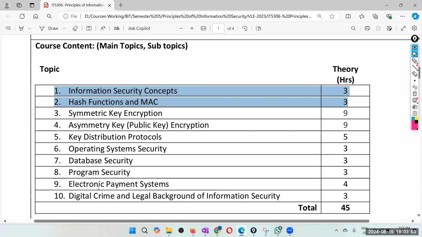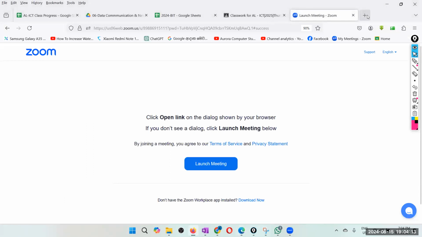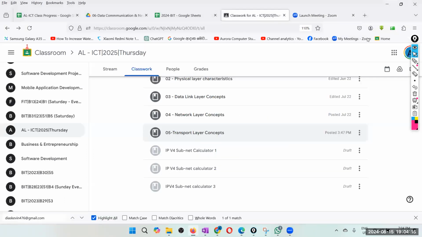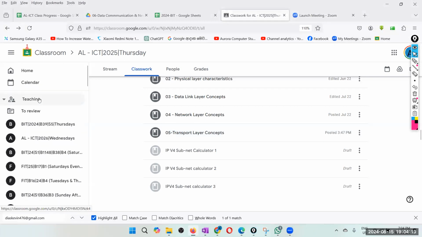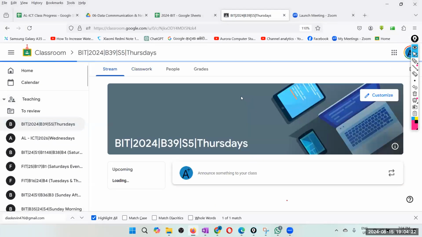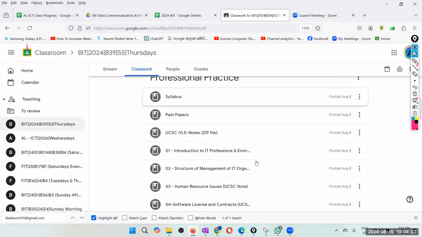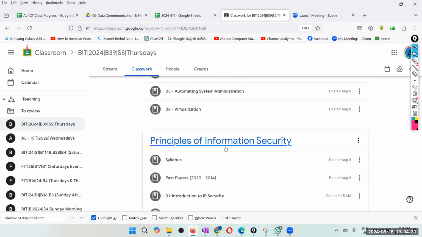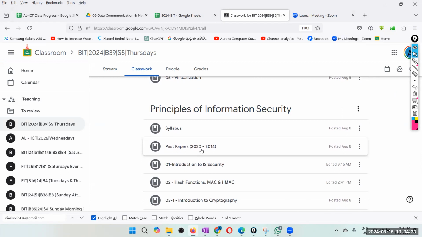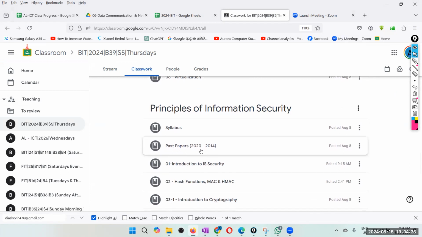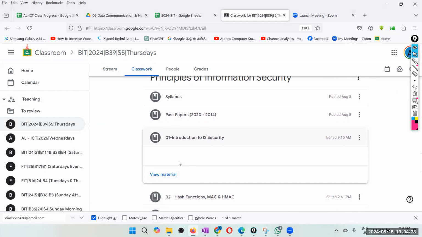Okay, right. So let's straight away move on to our first topic. That is the introductory topic, information system, information security concepts. Okay. Again, the note is available in the Google Classroom, under information system, principles of information system security. So the syllabus is there, past papers available up to 2020. So then this is the note that we will be using today.